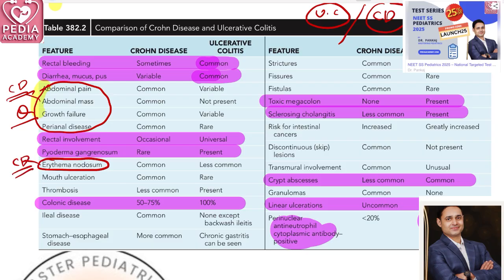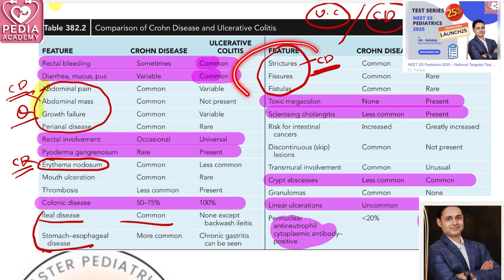It's very important. Ileal disease is most common because the distribution of Crohn's disease is more proximal also. So ileal disease and stomach and esophageal disease are more common. Stricture, fissure and fistulas are more common in CD. So abdominal pain, mass, growth failure and perianal disease, stricture, fistula and fissures are more common.